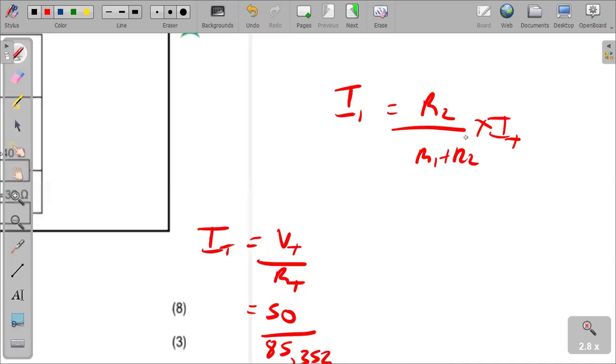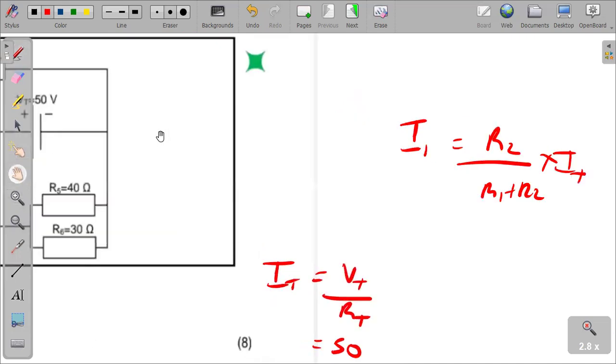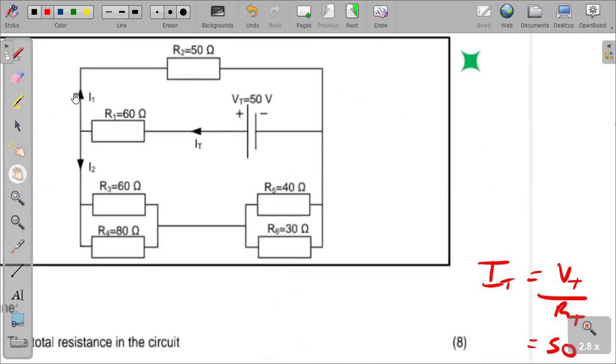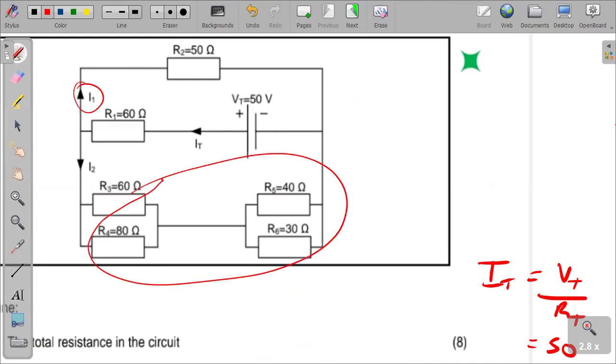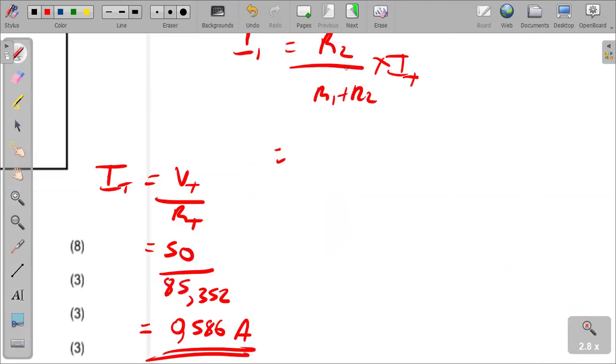But what is the meaning of this? This simply means that the current I1, which has been labeled there, is going to be equal to the effective resistance of this whole other branch, where we don't want to calculate the current, divided by the sum of the two resistances, multiplied by the total current from the supply. Now we have the total current from the supply, so we can take advantage of that, and we simply say R2. What then is our R2?